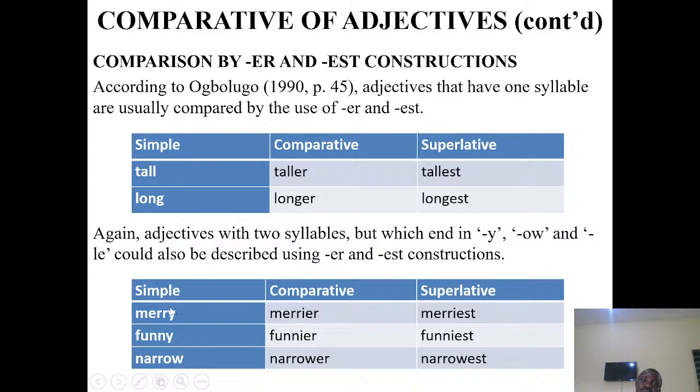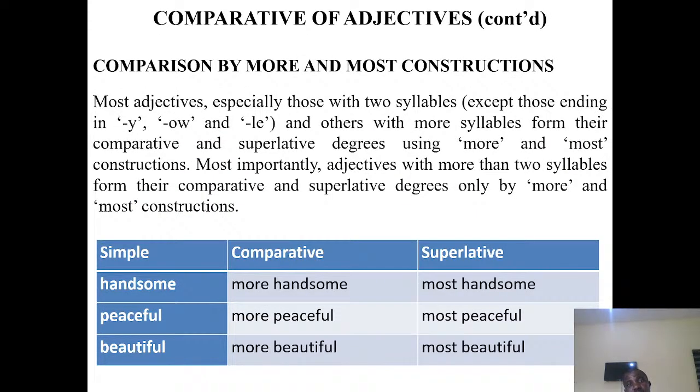But when we are dealing with some two syllable words and more, we now use the more construction. Handsome is a two syllable word. Peaceful, two syllable word. Pitiful, three syllable word. Here we use more and most construction.